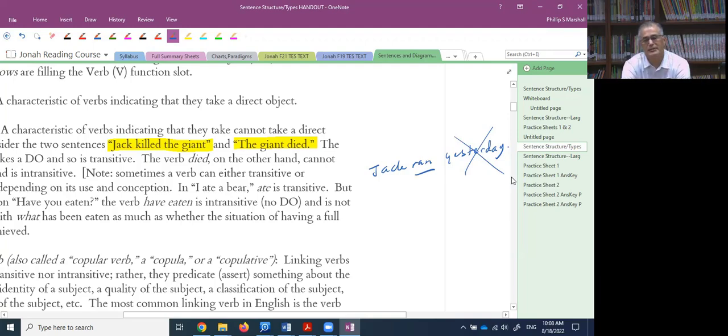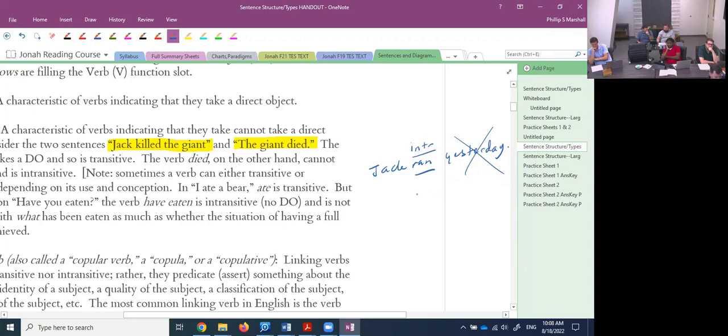If a verb is transitive and it takes a direct object and I drop the direct object, then that usually creates some problems for me. It sounds like a funny sentence, right? So if I say "Jack killed," it's incomplete. You're wondering, what did he kill? But if I said "Jack died," you're not waiting for an object because you don't expect one with that verb, right? So Jack ran yesterday. Ran is intransitive.